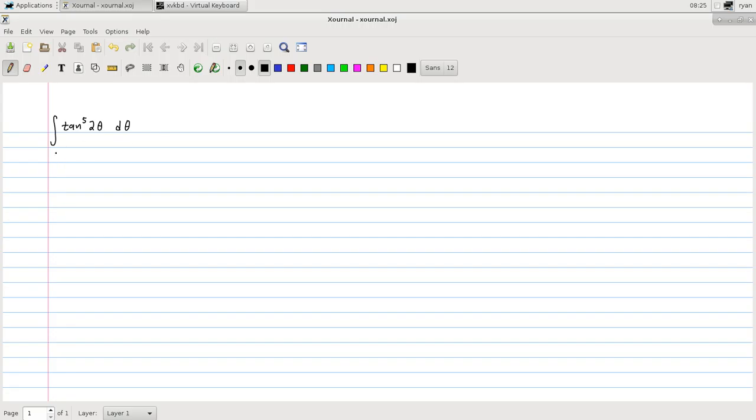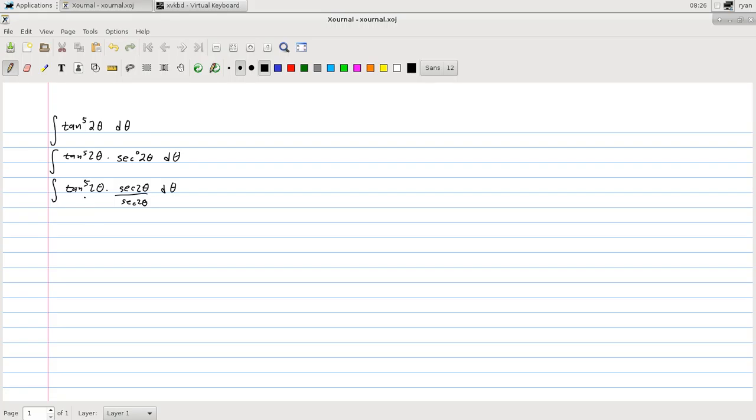So it may help to think of this as the integral of tangent to the fifth 2 theta times secant to the 0 of 2 theta d theta. We have no powers of secant. If this isn't enough, it may help further to write this as tangent to the fifth 2 theta times secant 2 theta over secant 2 theta d theta.